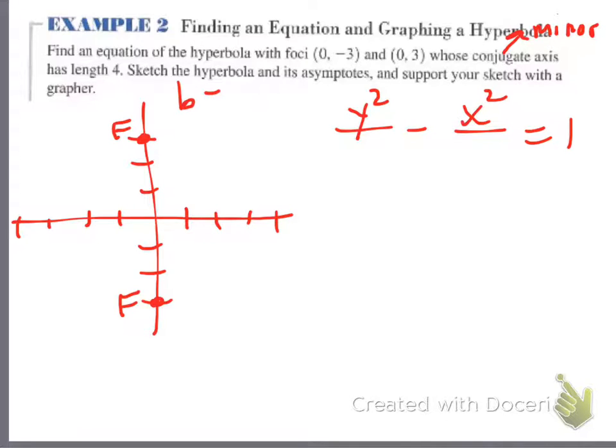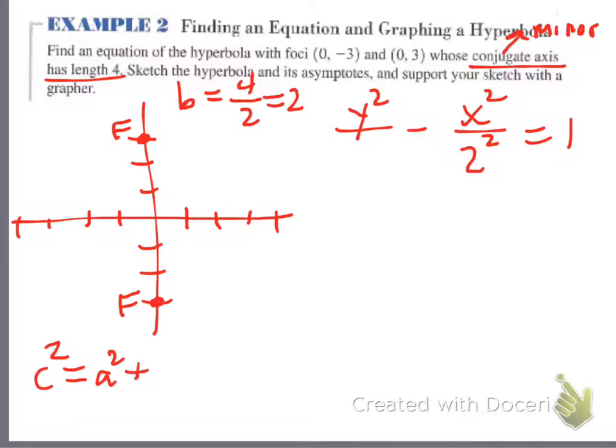So to find b, all I have to do is take the length of that 4, the conjugate axis, the length of the minor axis is 4, divided by 2, which is 2. So 2 squared goes right there. Now, to find out what a squared is, I go back to my c squared equals a squared plus b squared situation. Well, c comes from right there. So that's 3 squared, which is 9. Whoops. It's not squared. You already squared it. Equals a squared, because we don't know that, plus b squared, which is 4.